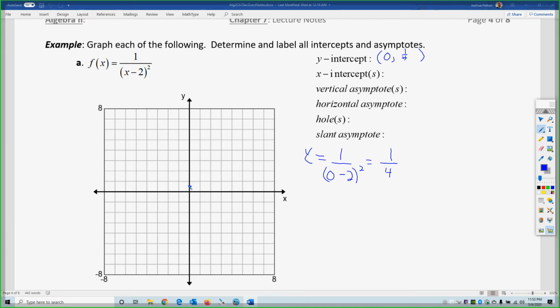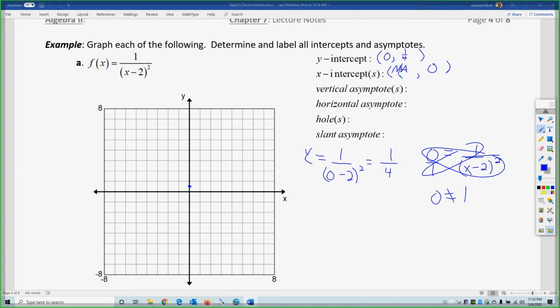Okay, so for the x-intercept, by definition, you must plug in 0 for y. So we'll plug in 0 for y, and I get 0 equals 1 over (x minus 2) squared. Okay, so I want to cross multiply here, so I'm going to make that 0 into a fraction and cross multiply this way and get a 0, cross multiply that way and get a 1. But wait a minute, 0 doesn't equal 1. That means there is no, not applicable, there is no x-intercept here.